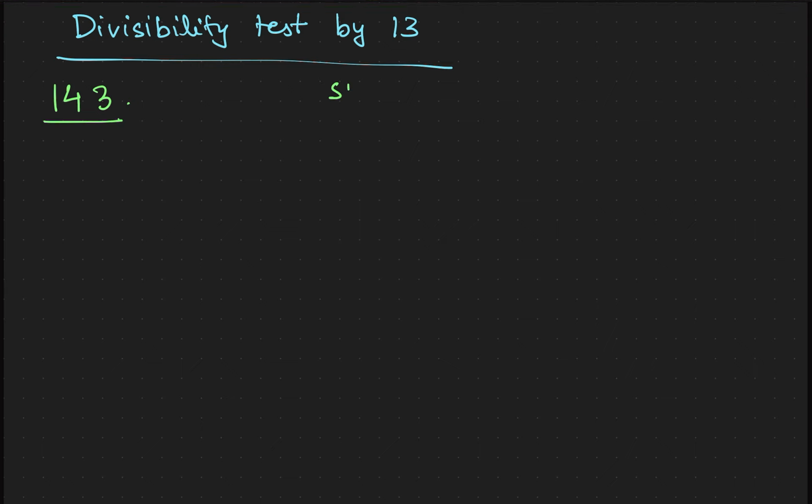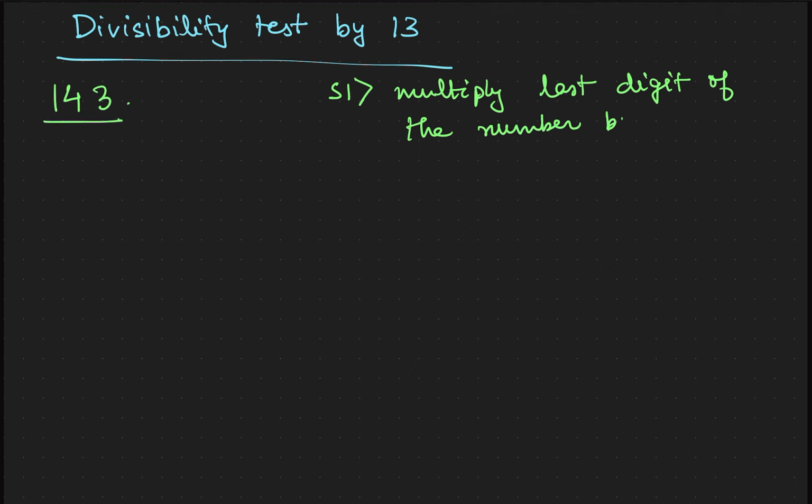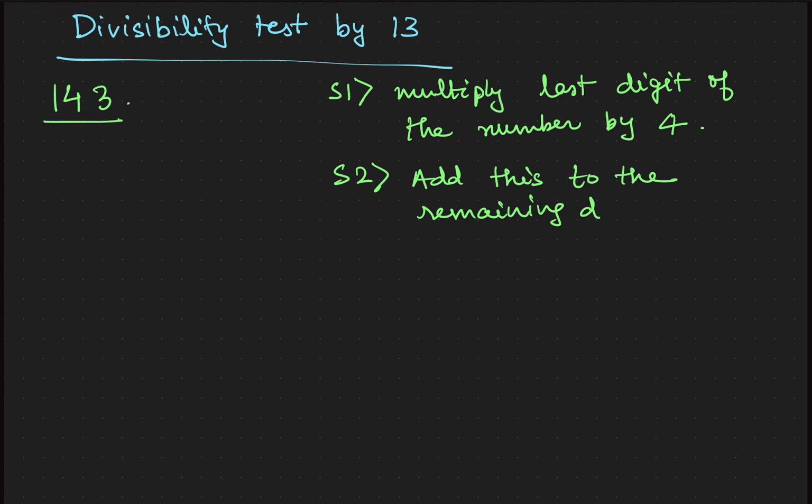The steps we will be following: Step 1, multiply the last digit of the number by 4. Step 2, add this to the remaining digits of the number.